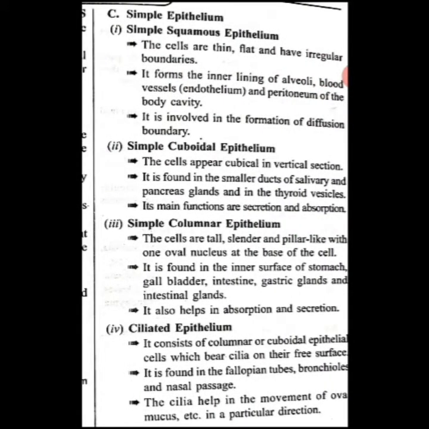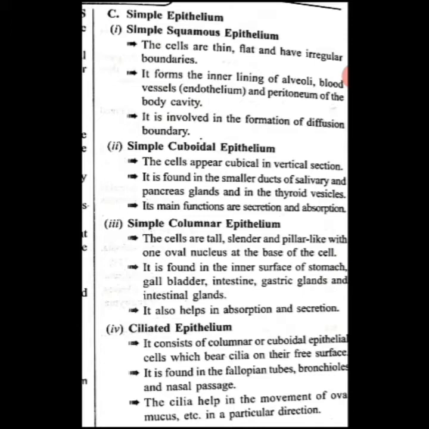Simple squamous epithelium, where the nature of the cells are normally thin, flat with irregular boundaries. Their occurrence, they are found in inner lining of alveoli, the blood vessels and the peritoneum of the body cavity. What is the function that they perform? They normally form the diffusion boundaries.